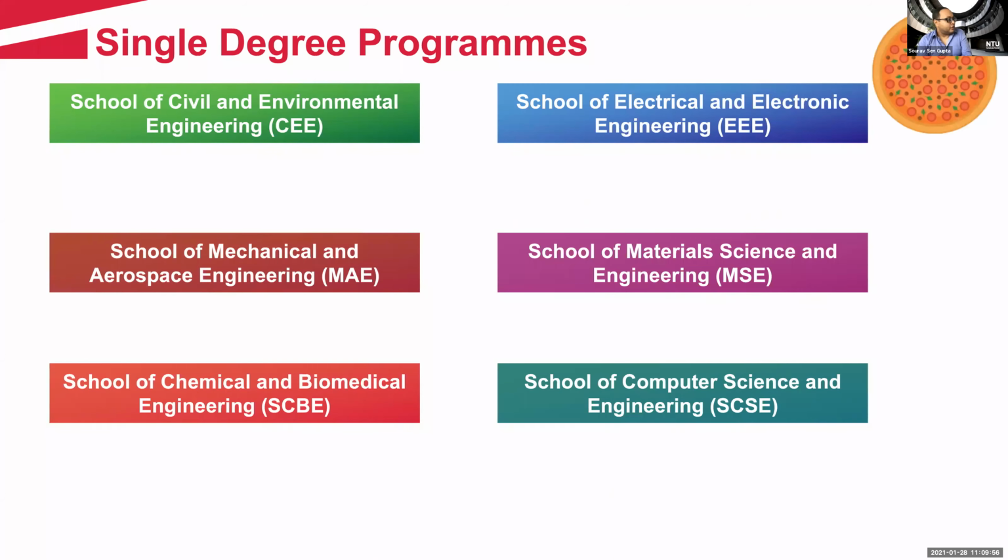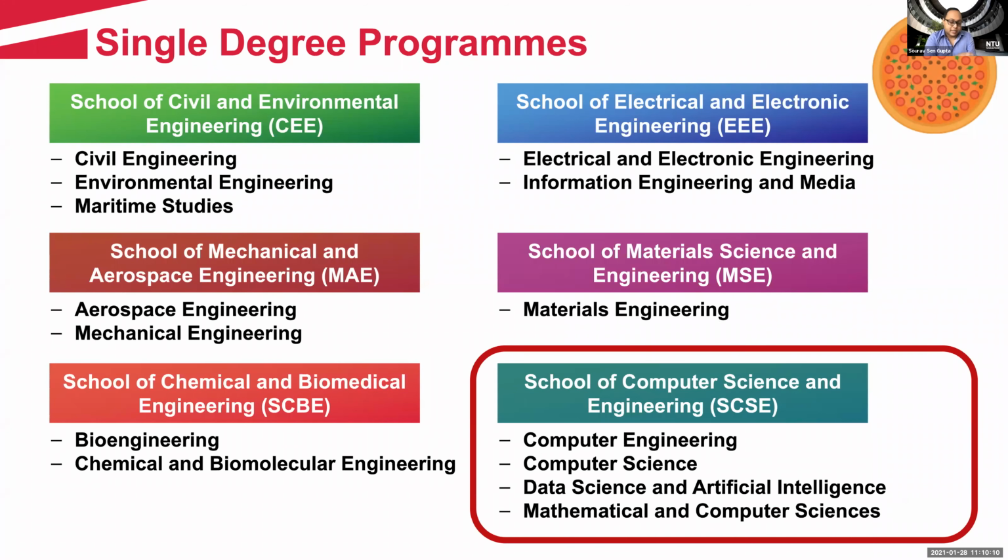Quick glimpse of all the single degree programs offered by College of Engineering. So College of Engineering is our big umbrella, all right, at NTU. And under that, there are 6 different schools. Our school is the School of Computer Science and Engineering. And there are several single degree programs offered by all the schools. We offer these 4 that you see in the slide right now. Computer engineering, that used to be our core program because the school started off as a school of computer engineering way back in the 1990s. Then computer science evolved after that.